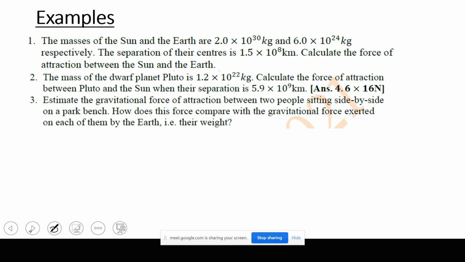The masses of the Sun and the Earth are 2.0 times 10 power 30 kilograms for the Sun, and 6.0 times 10 power 24 kilograms for the Earth, respectively. Their separation is 1.5 times 10 power 8 kilometers. Calculate the force of attraction between the Sun and the Earth.